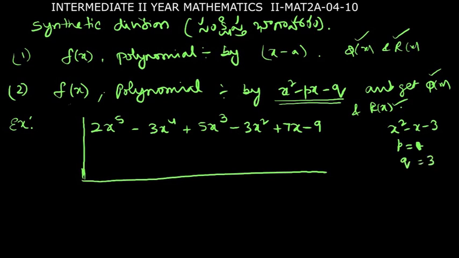If you compare with this, the value of p is 1 and q is 3. Let us write this 1 and 3 here. And we will put 3 zeros here. Put these 3 zeros here. Also put one 0 here. Sorry, let us write the coefficients.